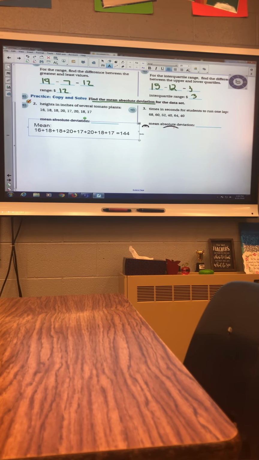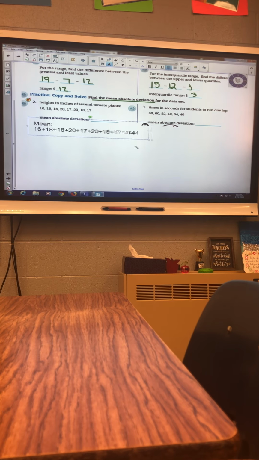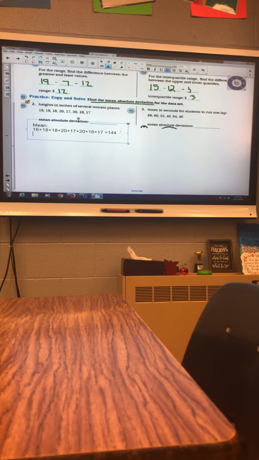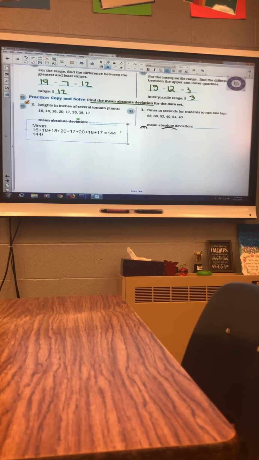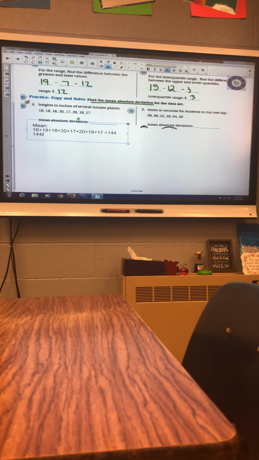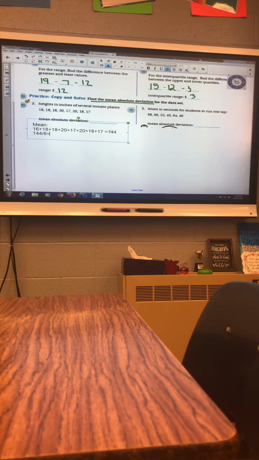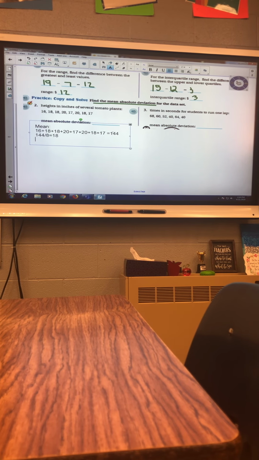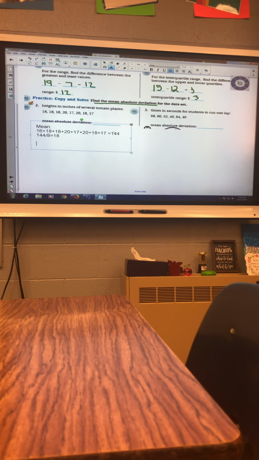Okay, and then you're going to take your 144 and you're going to divide that by, how many did we add up? 1, 2, 3, 4, 5, 6, 7, 8. And you should get 18. So the average is 18, or the mean.